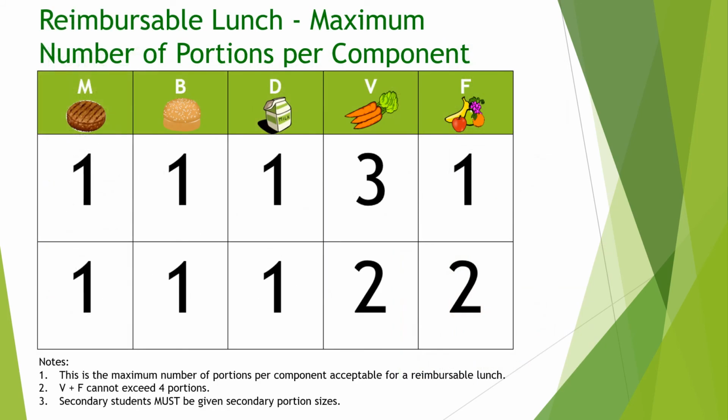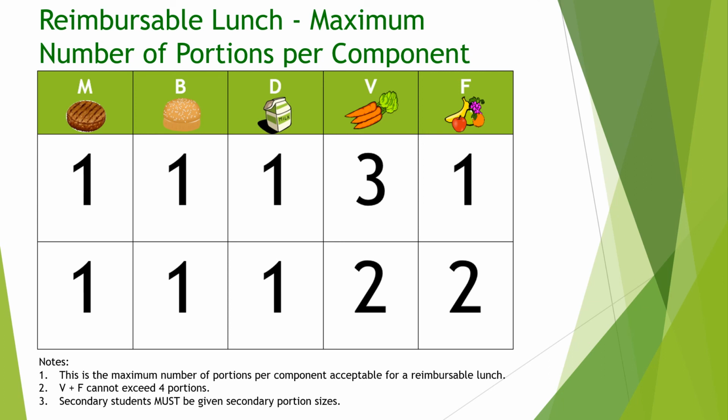This poster must be visible at the POS and throughout the cafeteria. This chart shows the maximum number of portions per component acceptable for a reimbursable lunch. Students may select up to 2 cups total of vegetables and fruit, which is a total of 4 half-cup portions. That means a student could select 3 half-cup portions of vegetables and 1 half-cup portion of fruit, or 2 half-cup portions of vegetables and 2 half-cup portions of fruit, without exceeding the number of items allowed.